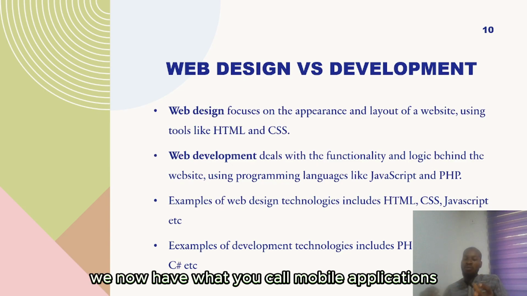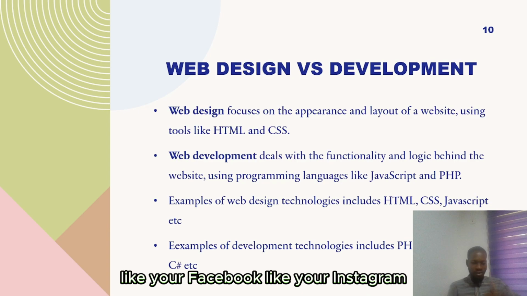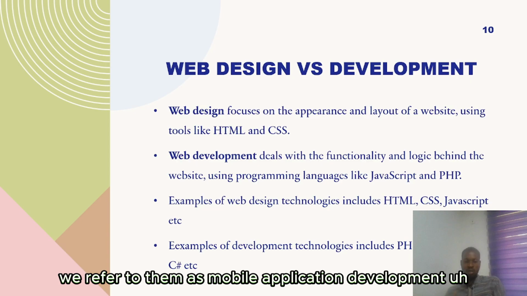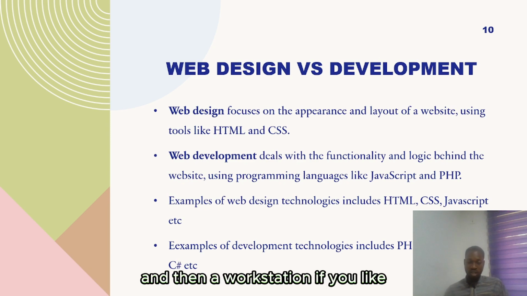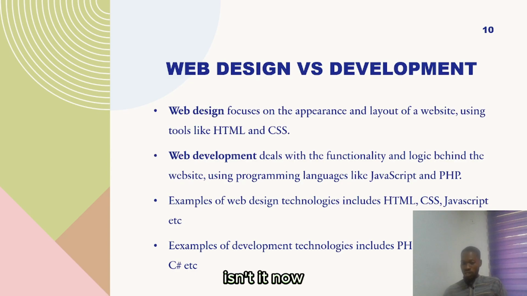Now, we have what we call mobile applications. Those are the ones you can download and have on your phone, like your WhatsApp, your Facebook, your Instagram, your TikTok, et cetera. These we refer to as mobile applications. So now we have desktop applications for systems or PCs, or workstations if you like, and then we have mobile applications for phones, isn't it?